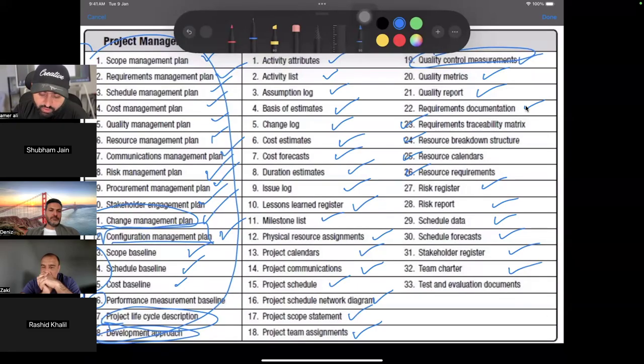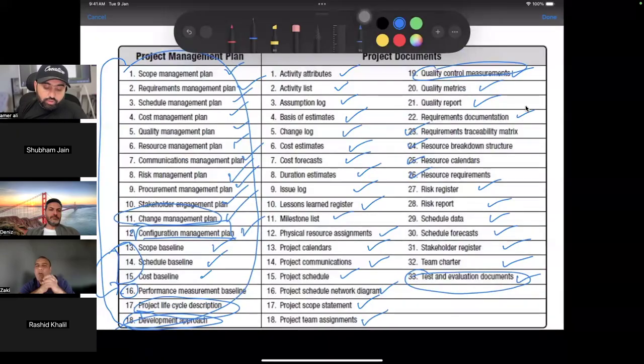Team charter ground rules can also be a test and evaluation document, how you are going to test them. These are the 33 documents that we use. Anything that is not clear in these 33 documents, let me know.